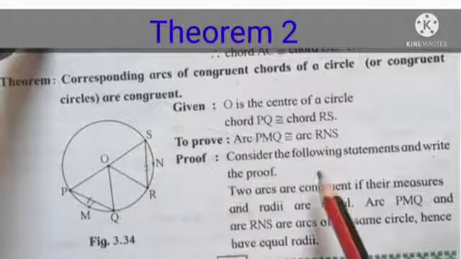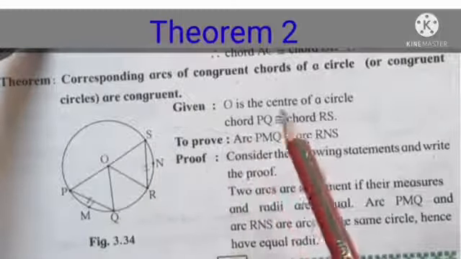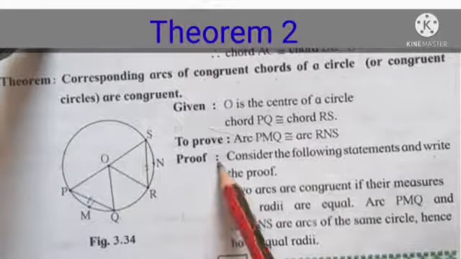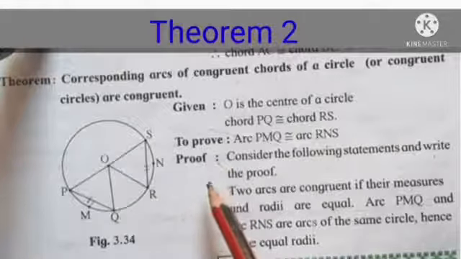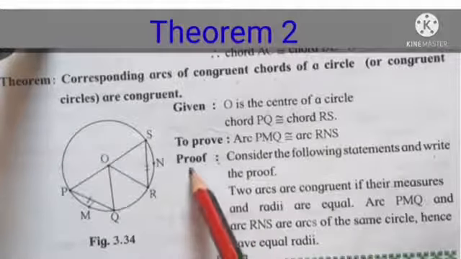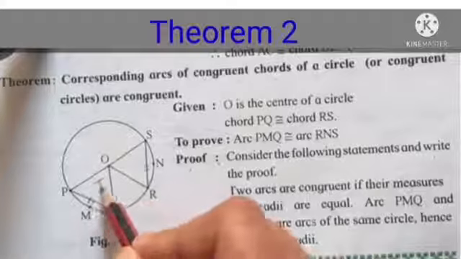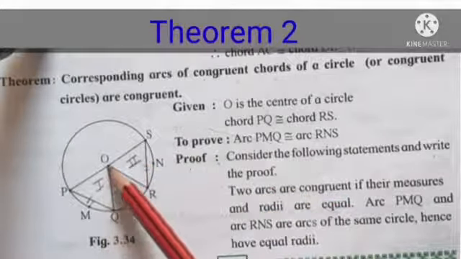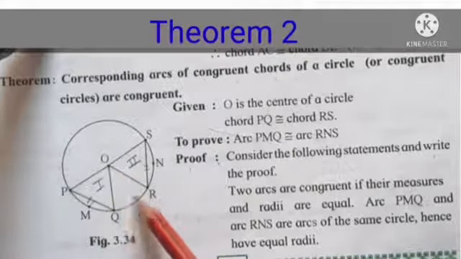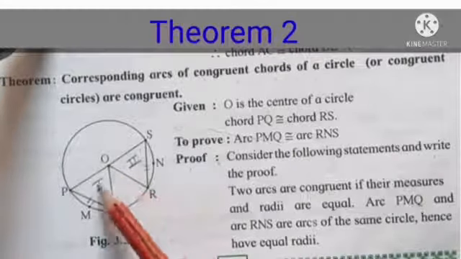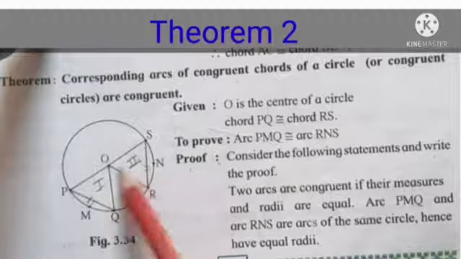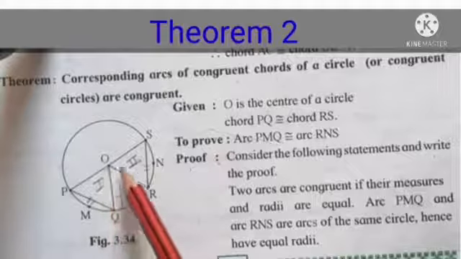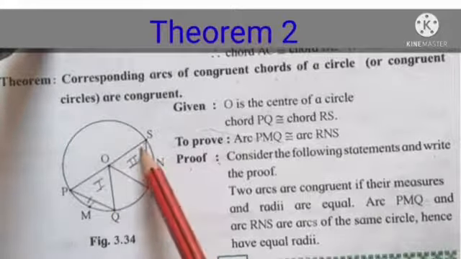So proof is not given here. I told you, write the proof yourself. Okay, see how to write the proof. First you show that these two triangles are congruent. Name the triangles as triangle OPQ and triangle ORS. You can prove these two triangles congruent easily. See, OP is congruent to OR, OQ is congruent to OS because radii of the same circle.